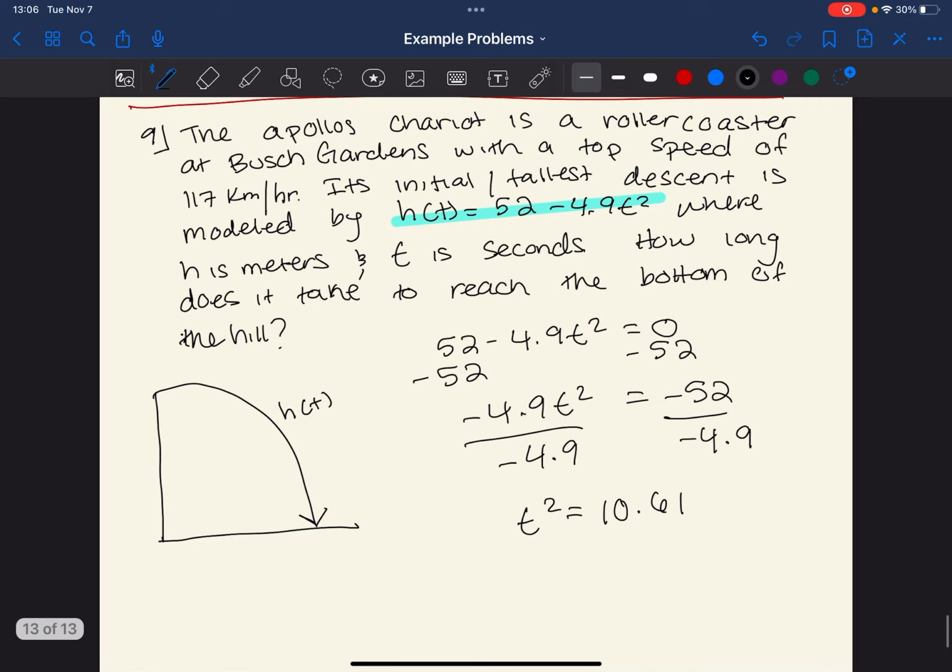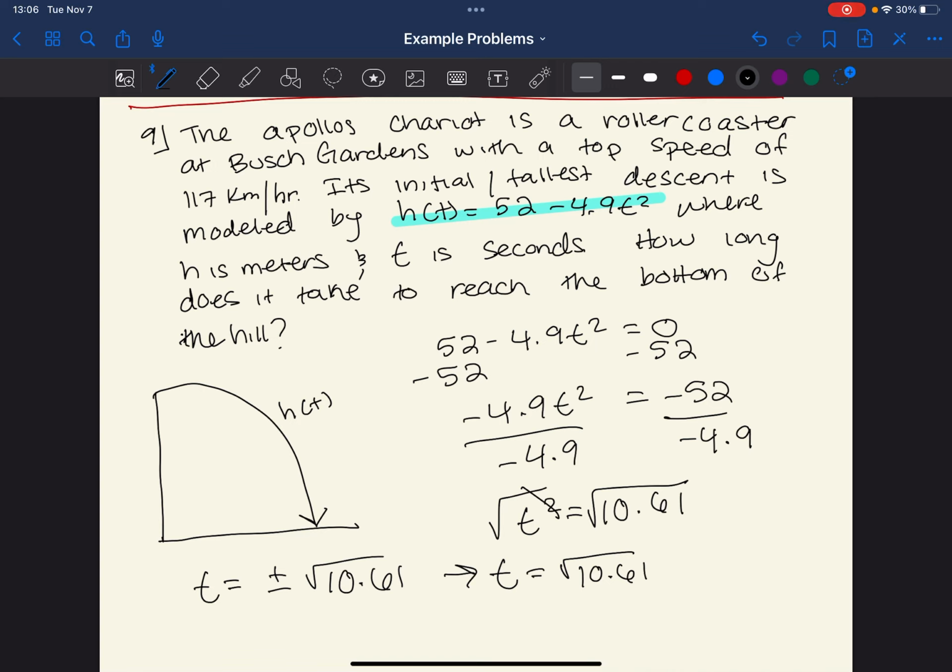When I take the square root of that t squared, I'm going to have 2 possible answers. I'm going to have a positive and a negative answer, okay? So getting the t by itself, I need to do the square root because that cancels out the square. And I get t is equal to plus or minus the square root of 10.61. So that means I'm going to have t is equal to that positive square root, and t is equal to the negative square root.